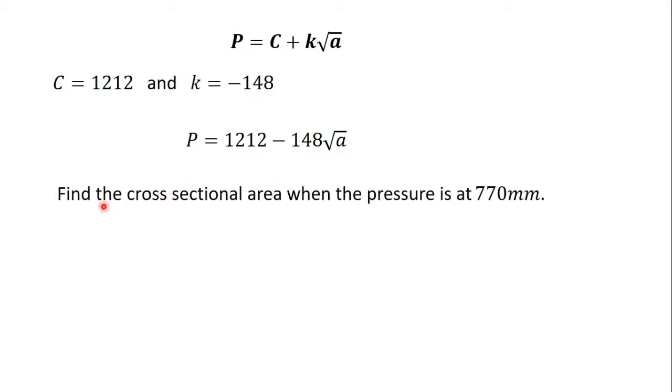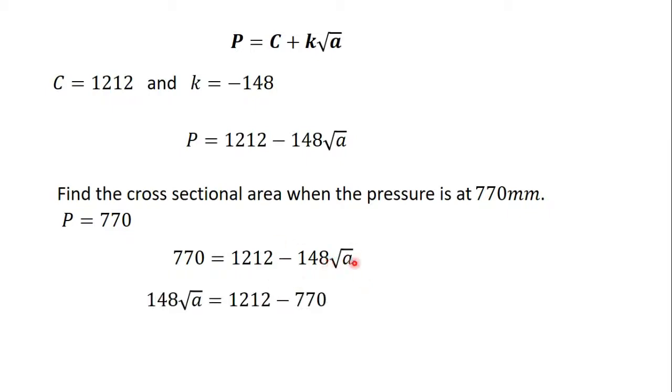The question said we should find the cross-sectional area, that is A, when the pressure is at 770 millimeters. So when the pressure is at 770 millimeters, it means that P is equal to 770. We know that P is equal to 1212 minus 148 square root of A. So we can replace P with 770. This will give us 770 is equal to 1212 minus 148 square root of A.